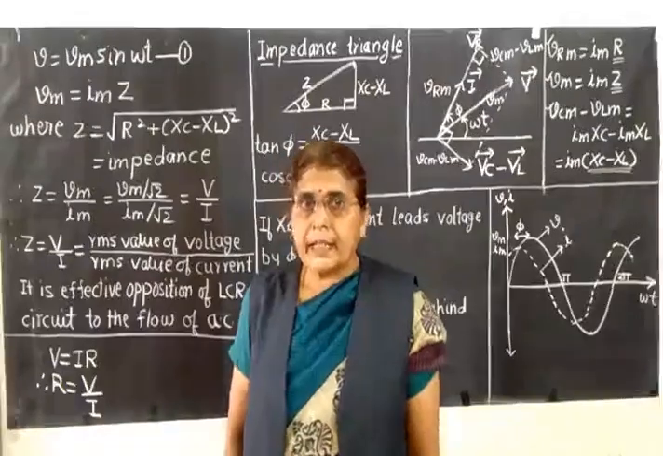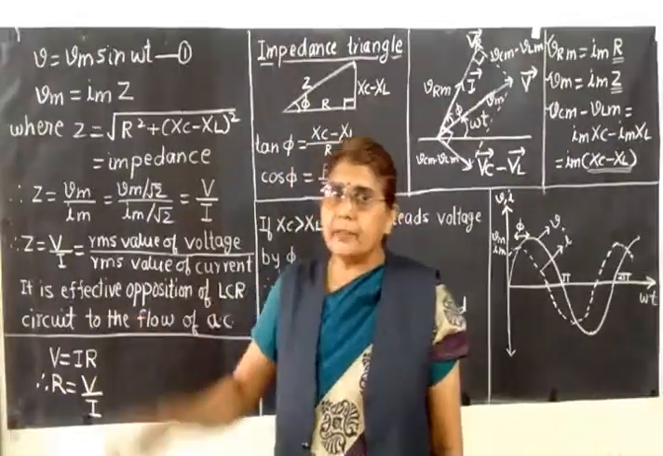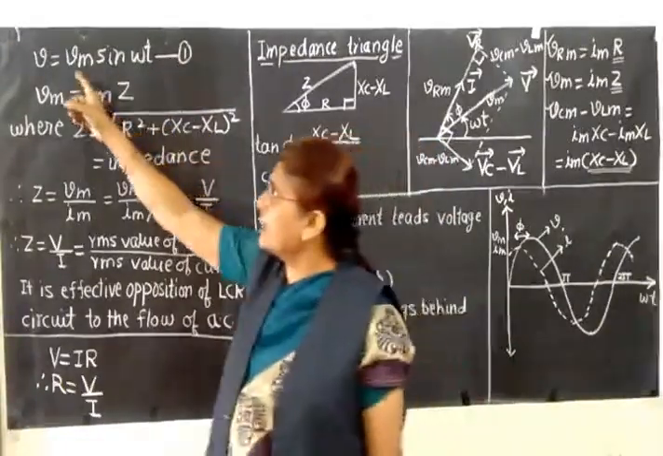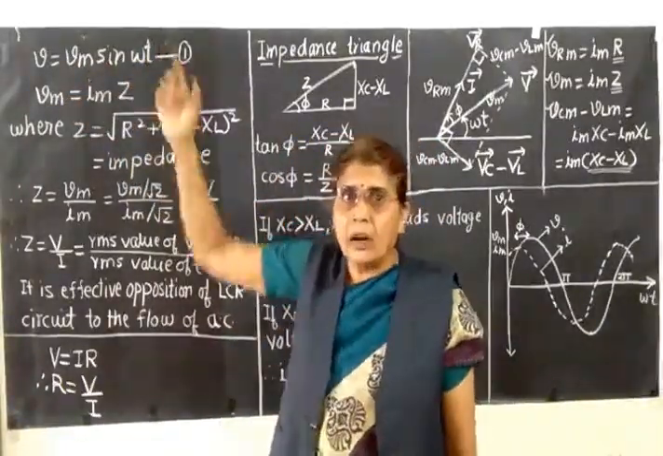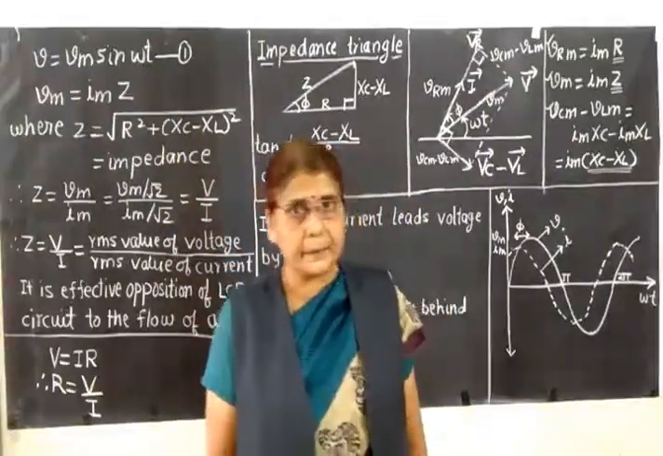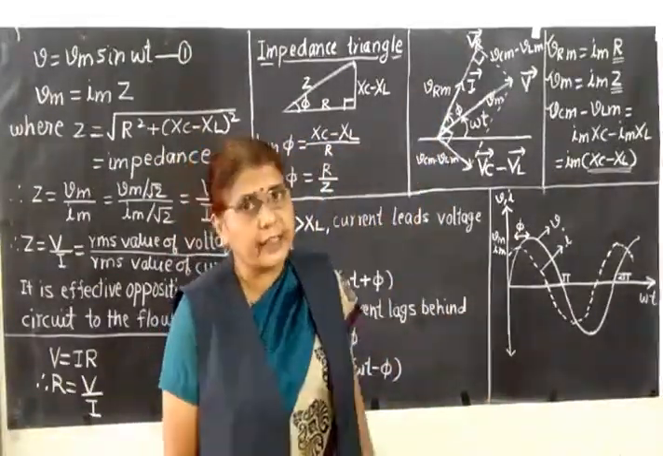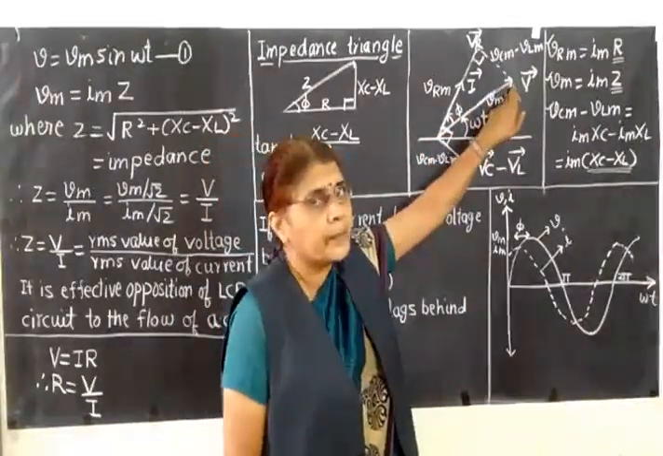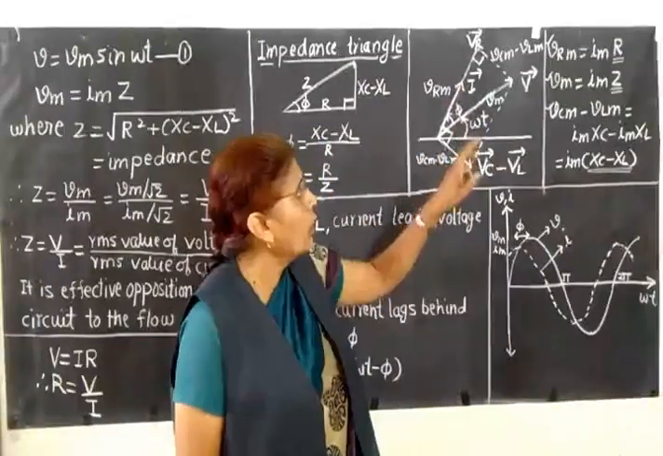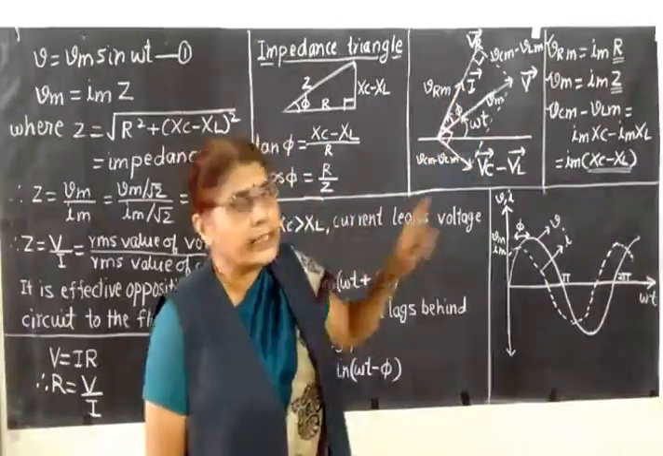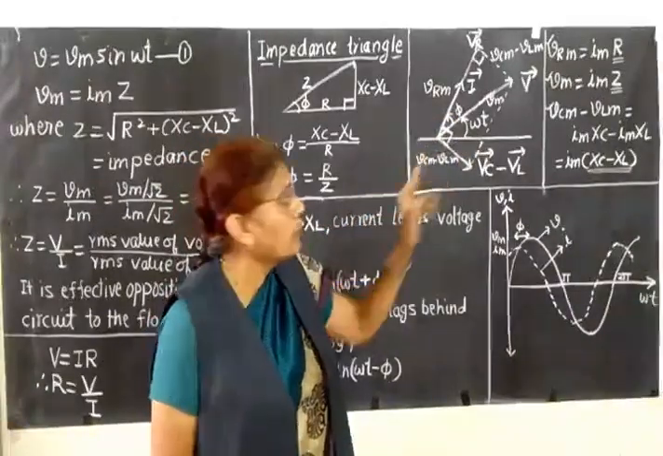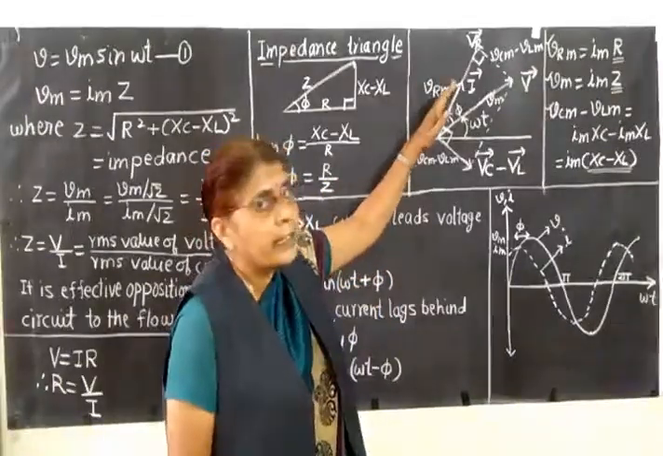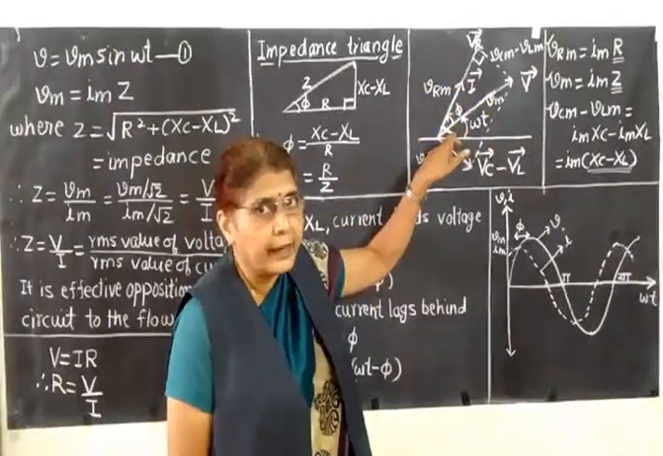Now we shall write an expression for current. We had started with the expression for voltage. That is, we started with expression 1, V is equal to Vm sin omega t. Now we shall write an expression for current. Let us have a look at the phasor diagram. From the phasor diagram you will see that this is V and this is I. So the phase difference between voltage and current is phi. Now this current is in the anti-clockwise direction. The meaning is the current leads the voltage by an angle phi.